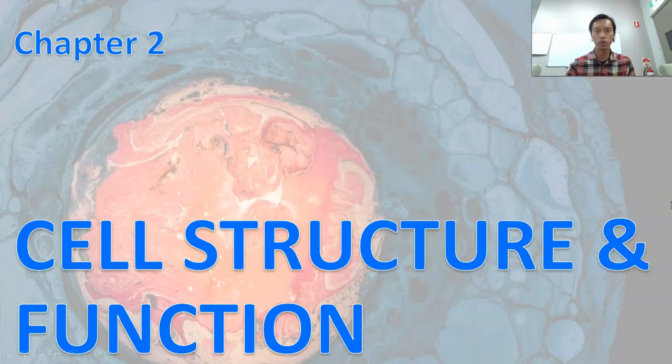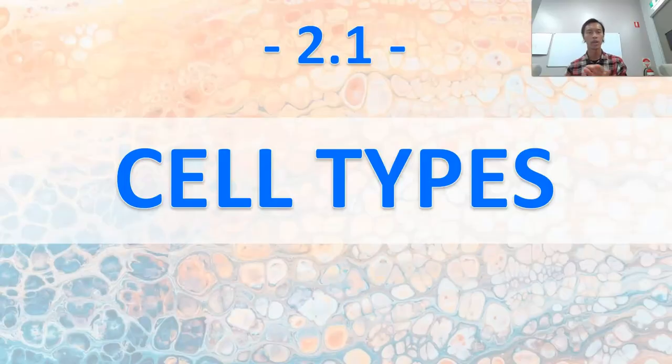Hi guys, welcome to chapter 2, cell structure and function. This particular chapter has four parts. The first one looks at cell types, the second one looks at cell size and compartmentalization, the third one looks at organelle structure and function, and then the last one looks specifically at the plasma membrane. We're going to start with 2.1 cell types.